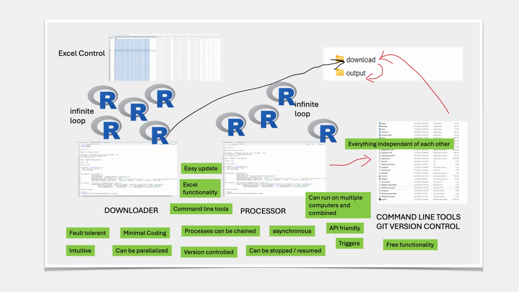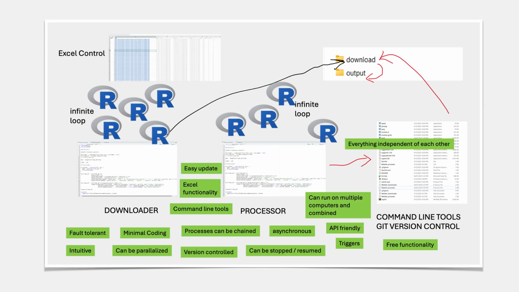So the first benefit is that it is fault tolerant. If some error happens, then we could just stop the process and rerun it. Or even if one process out of the many processes fails, then it fails gracefully, so it doesn't impact anything.